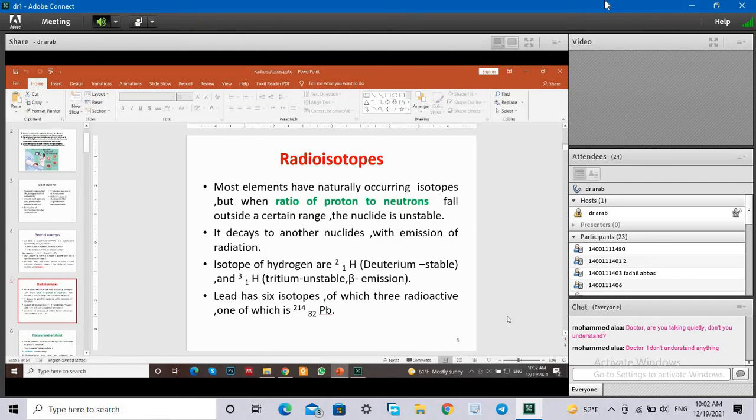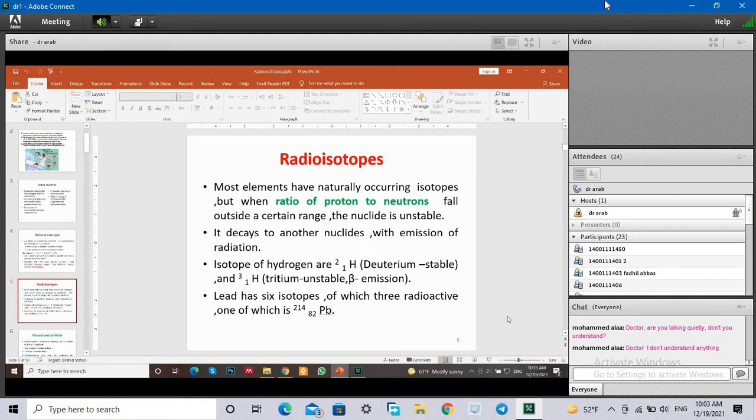For example, in hydrogen, deuterium is stable, but tritium is unstable, and with beta emission will go to the stable state. As you can see, deuterium and tritium are isotopes of each other, but deuterium is in a stable state, and tritium is in an unstable state that, by emitting a beta particle, can return to the stable state. It is noticeable that a nucleus in an unstable state, as I say, is called a radioactive nucleus or radionuclide.